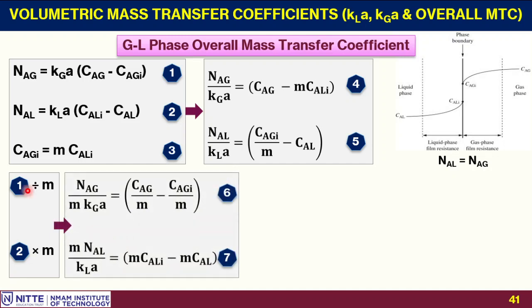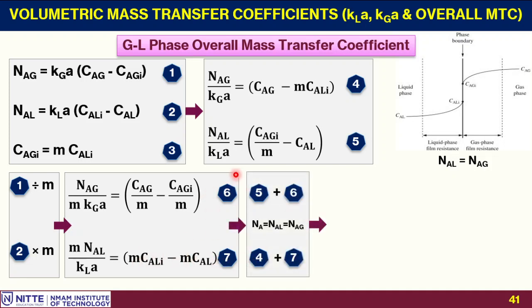So what I have done here is equation 1, which is for the gas phase, I have divided by m. Equation number 2, which is for the liquid phase, I have multiplied by m throughout. So what do I get is NAG by m into kGa, both the denominators m is there. Then multiply the second equation, that is NAL by kLa, multiplied by m. Both the terms inside the bracket, you have the multiplication of m. So equation number 6 and 7, I get it.